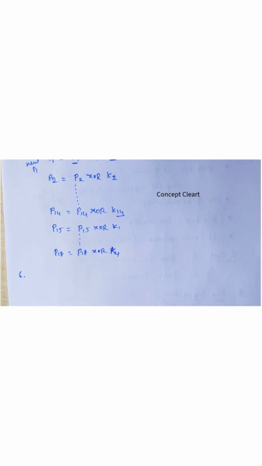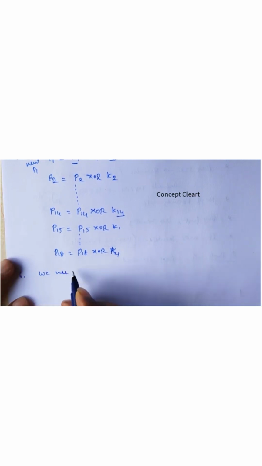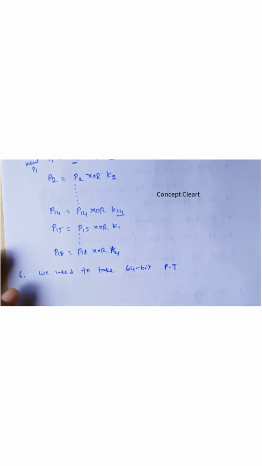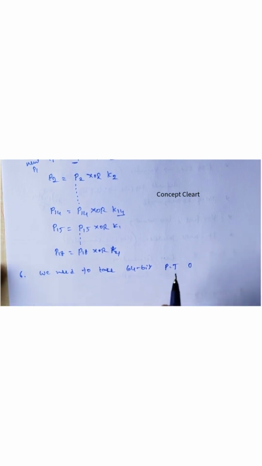we need to take a 64-bit plain text. Initially all bits are 0. Sub key is generated. Okay, that is the first part.